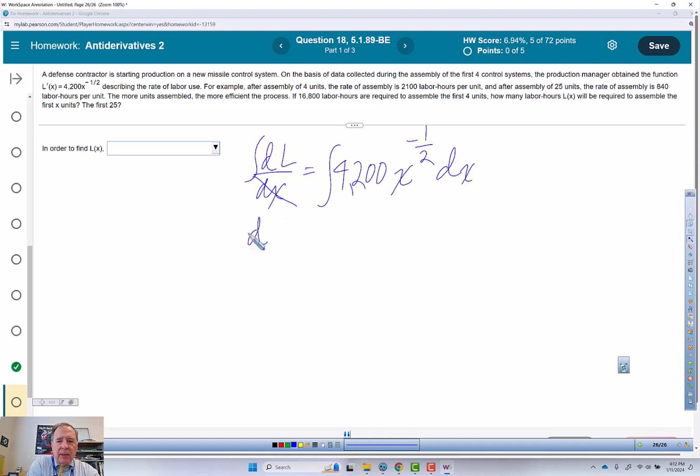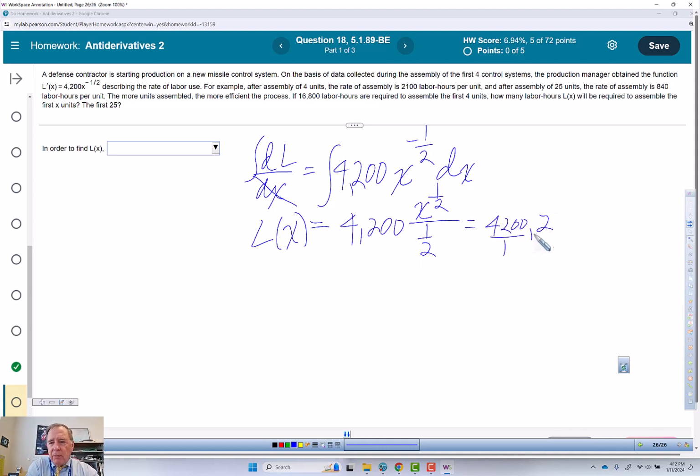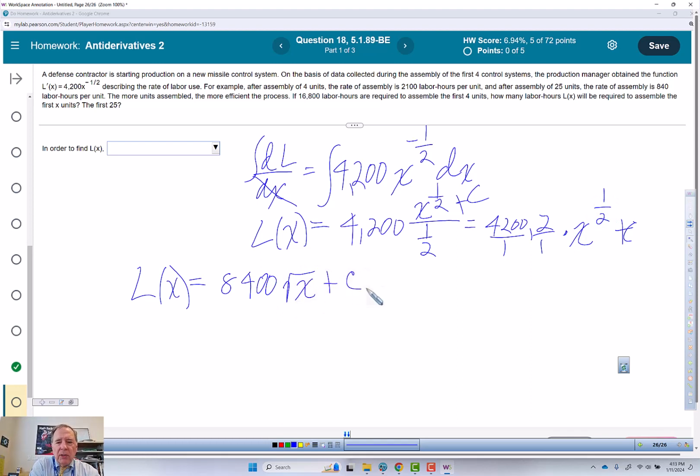So L of x equals 4200. And if I add 1 to this exponent, I'm going to get x to the positive 1/2 divided by positive 1/2. 4200 over 1 times 2 over 1 times x to the 1/2 plus c. Should have been a plus c there. So L of x equals 8400, and then x to the 1/2 is the square root of x plus c.